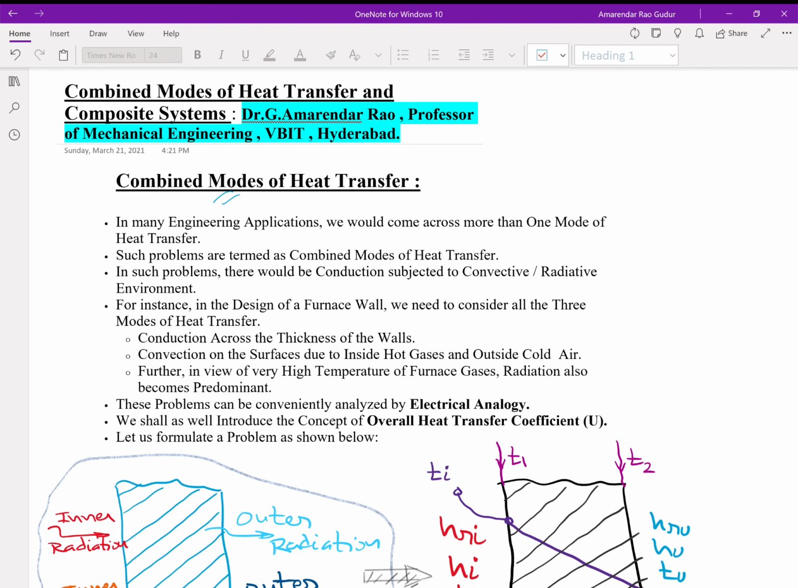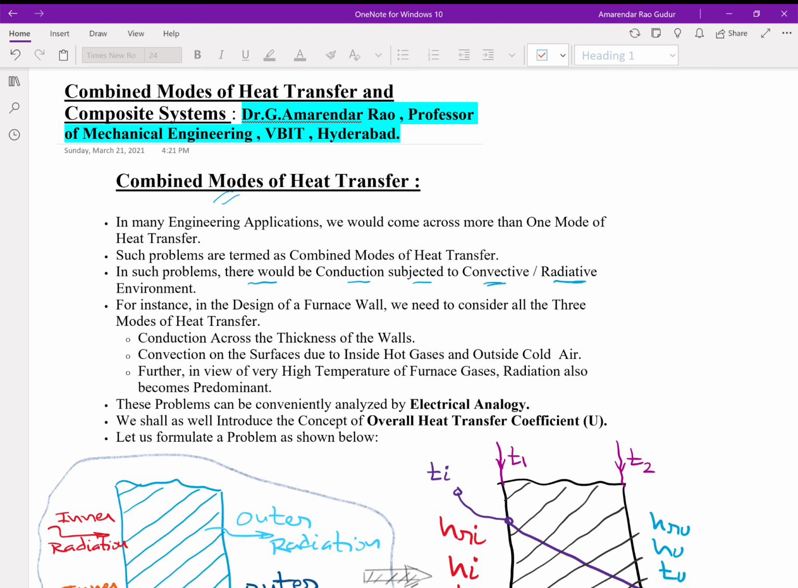First, let us see what the meaning of combined modes of heat transfer is. In many engineering applications, we will come across more than one mode of heat transfer simultaneously. Such problems are termed as combined modes of heat transfer. In such cases, there would be basically conduction subjected to convective or radiative or both the environments.